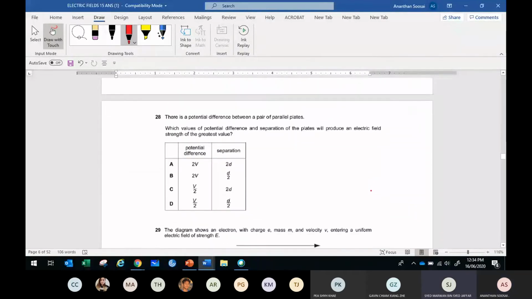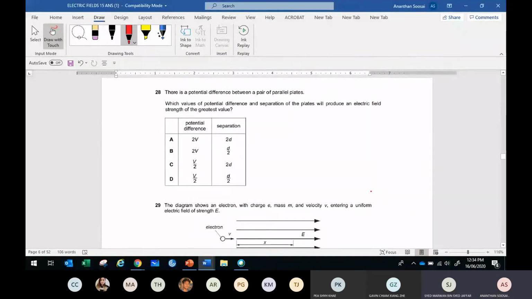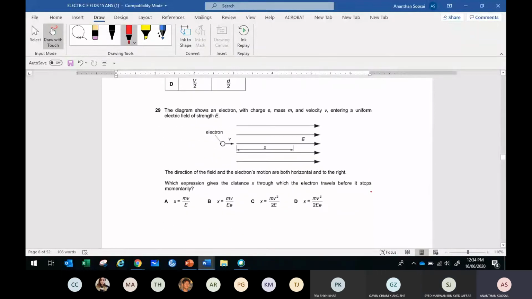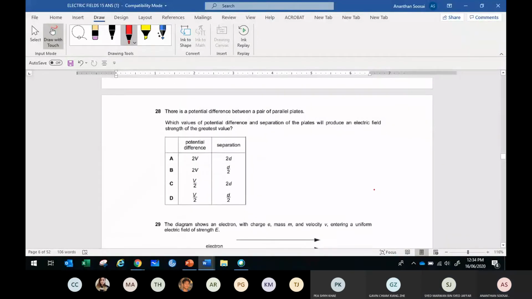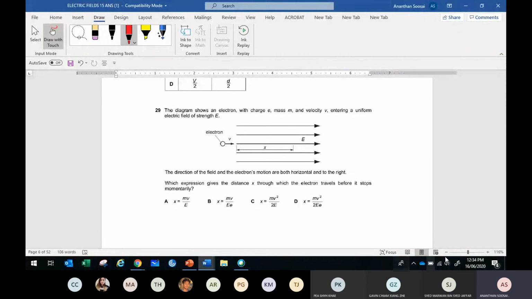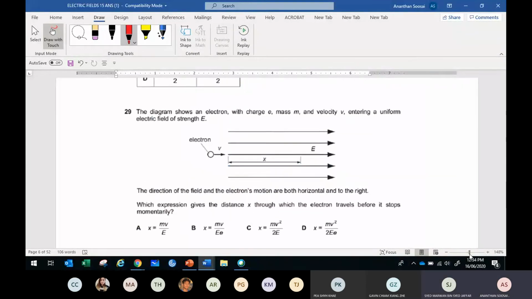Okay. Okay, this one. Okay, good. Question, page 26, question 29. Give me the answer for this.